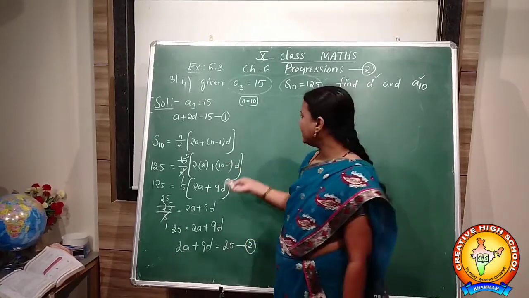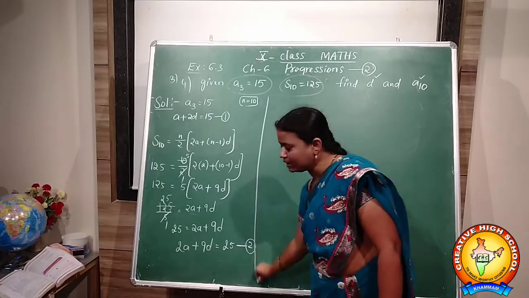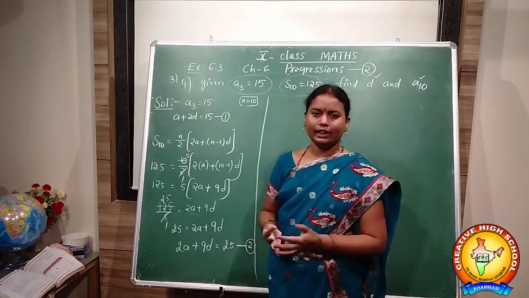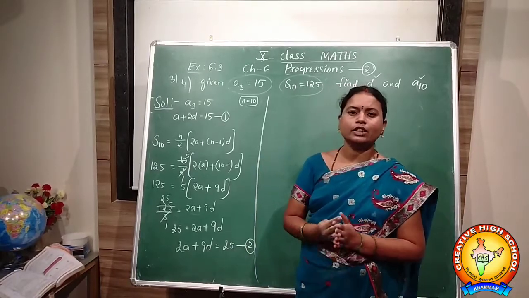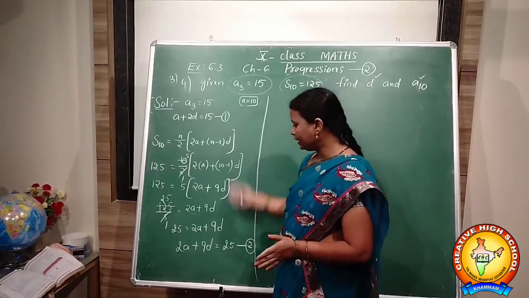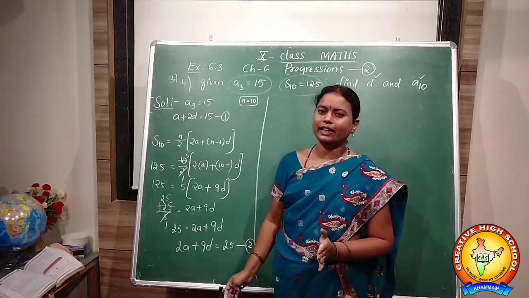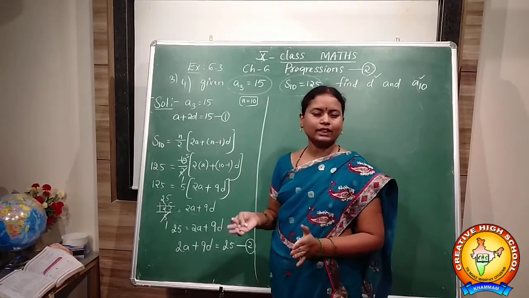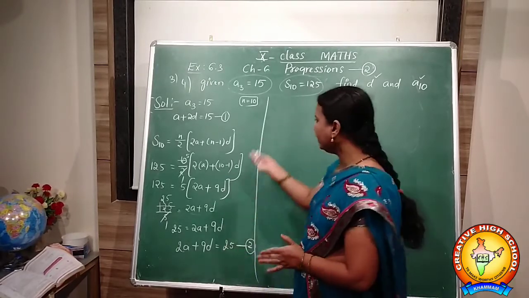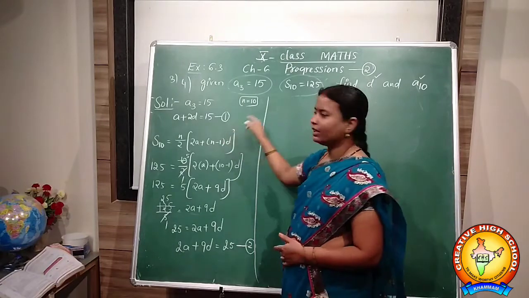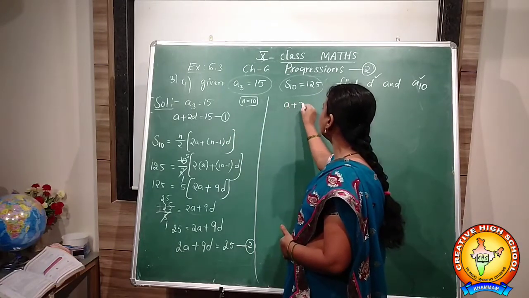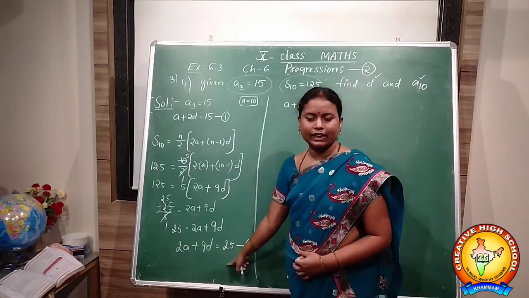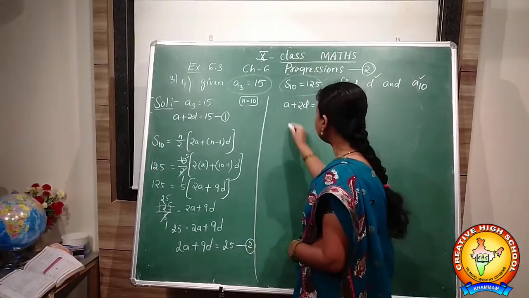But you see here how I am going to solve these two equations. Okay, we will learn clearly when we are learning the fourth chapter, linear equations in two variables. How can we solve these two equations? We can learn clearly there. Now observe how I am solving these two equations by using the elimination method. Okay, see here. Let us take the first equation, that is a plus 2d is equal to 15, and the second equation is 2a plus 9d is equal to 25.